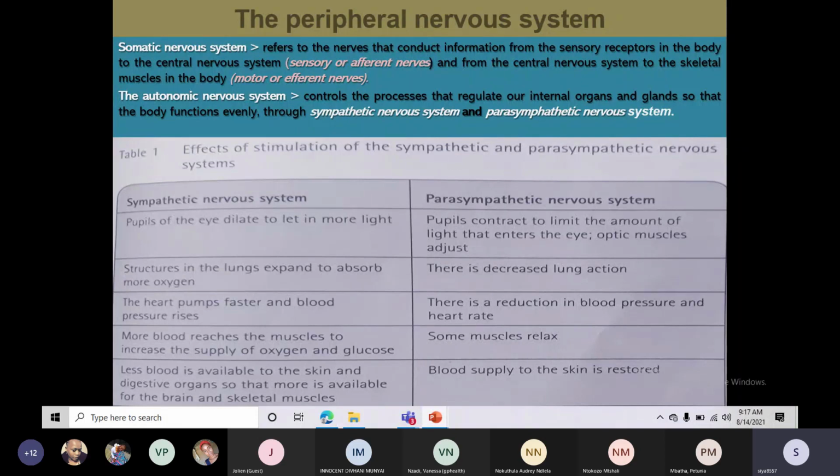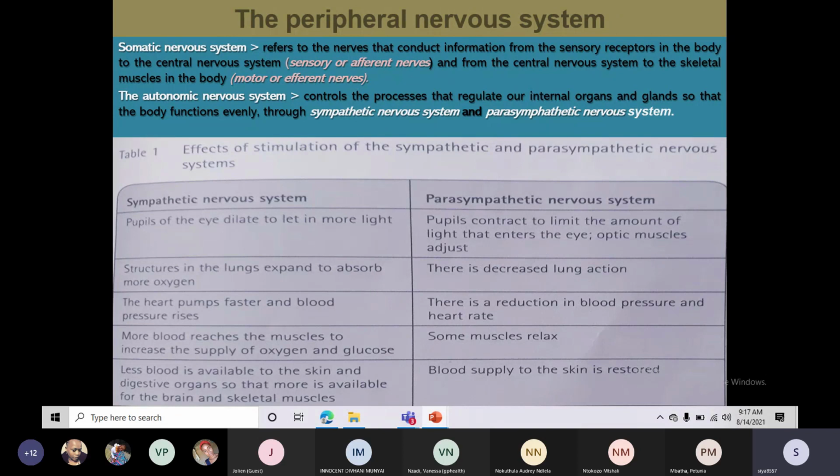Structures of your lungs expand to absorb more oxygen. The heart pumps blood. Your heart pumps faster and blood pressure rises because you're in shock, in disbelief, or you're too excited.